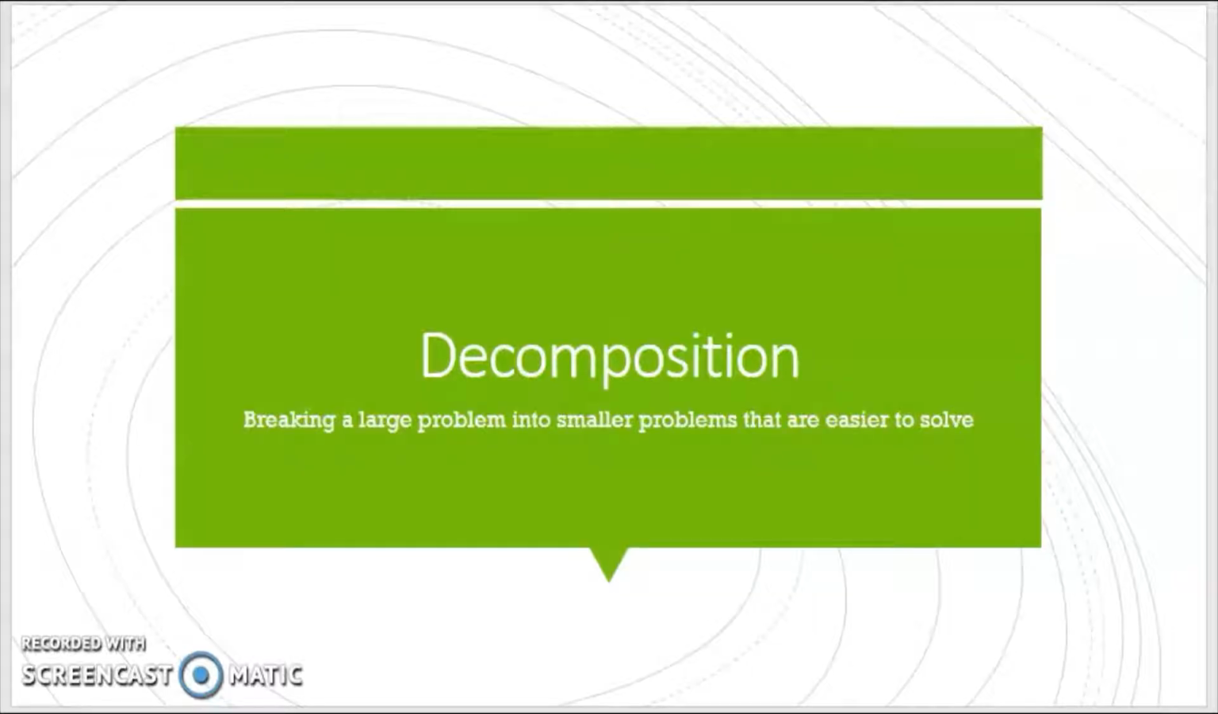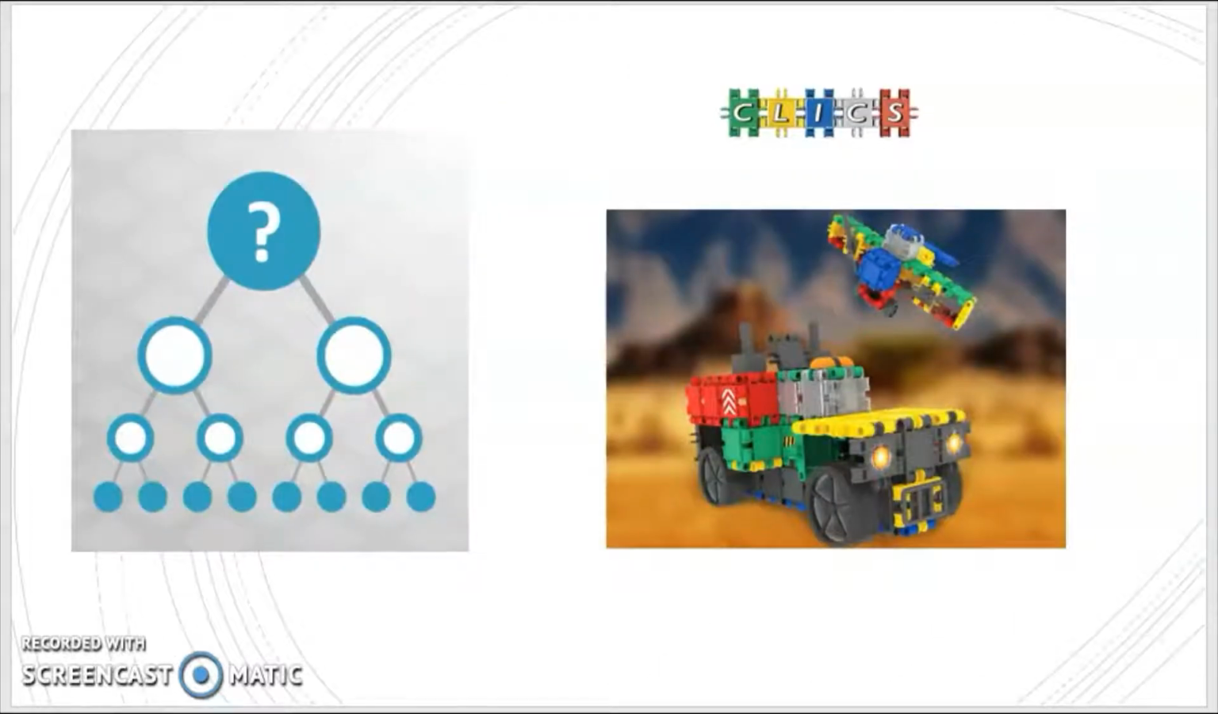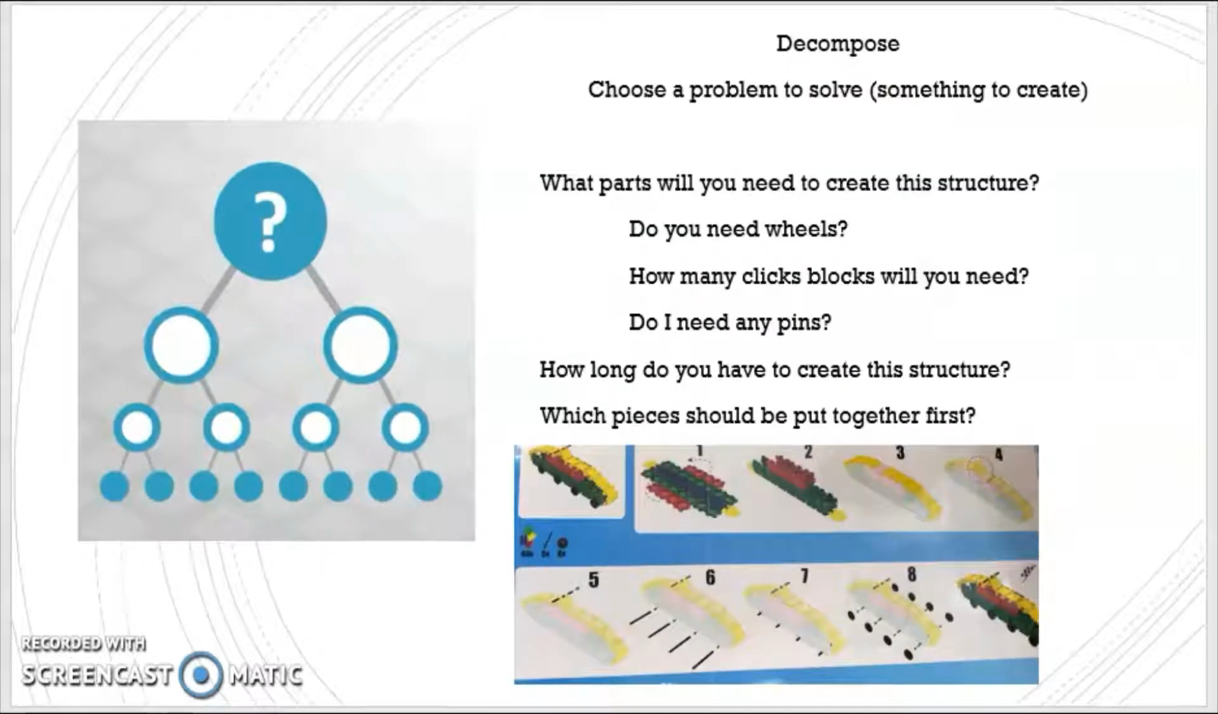You just learned more about decomposition, and how that is breaking a large problem into smaller problems that are easier to solve. To practice decomposition, today we're going to use some Qlik blocks. You're going to have the option to create different structures. You can choose a car, you can use an actual house as a structure, or you can choose animals or other items. For our example today, I chose the race car you see at the bottom of your screen.